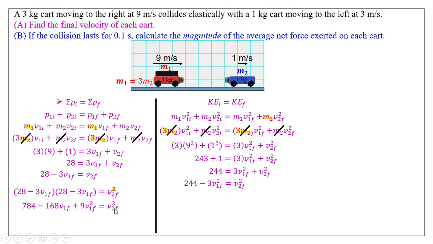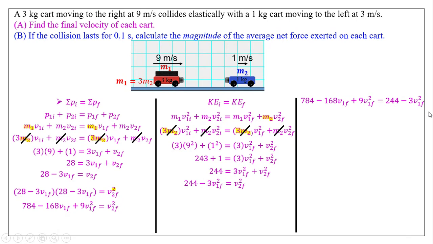Now that we have v2f squared and then v2f squared, we're going to set both these statements equal to each other. So here I'm just going to bring my work up. On the left side here I have 784 minus 168 v1f plus 9 v1f squared, which is right here where I'm circling at the top right of my screen now. And then I also have v2f squared from kinetic energy, which is 244 minus 3 v1f squared. I want to set those two statements equal because they both equal v2f squared.